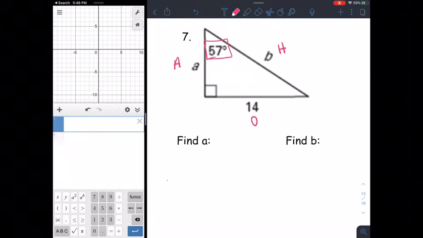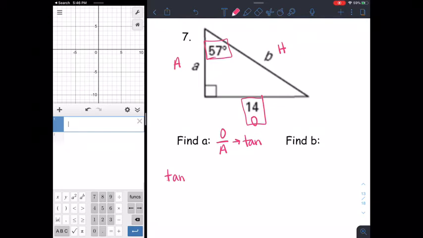And if I want to find A, I'm going to look and see which side I already have. So I already have the 14. So I have my opposite side and I need my adjacent side. This tells me right here that I'm going to use my tangent ratio. So the way that we're going to work this, it may be a little confusing at first, but I promise you'll get the hang of it. Because I have the opposite and I need the adjacent, I'm going to use the tangent, and instead of putting in a letter, we're going to put in the actual value. Tangent of 57 degrees is equal to the side opposite, 14, over the side adjacent, A.